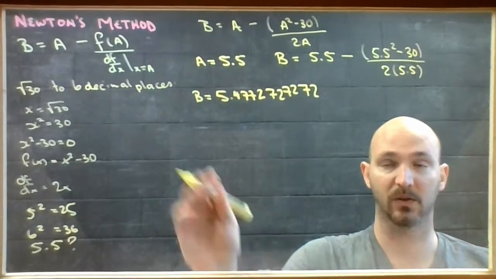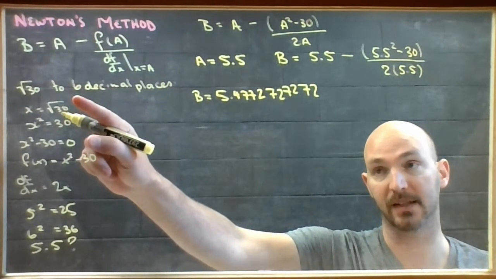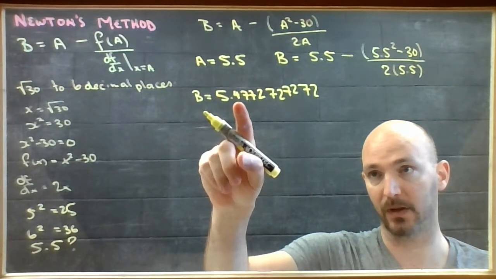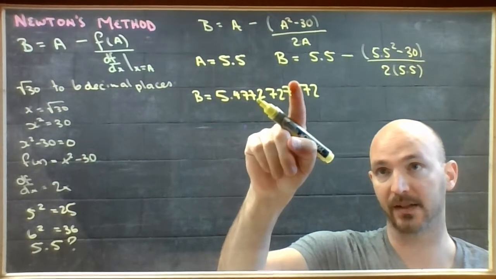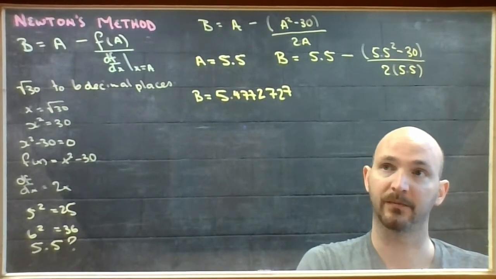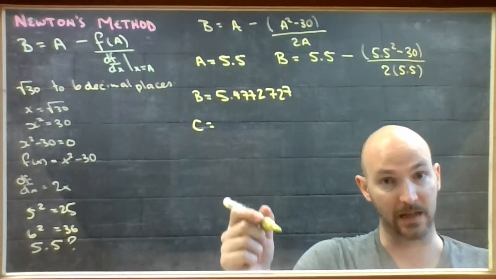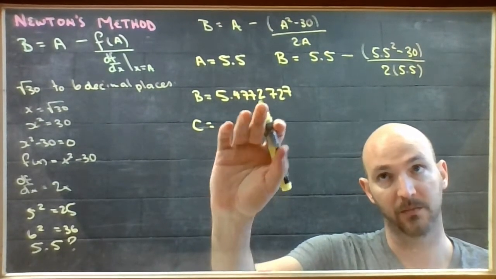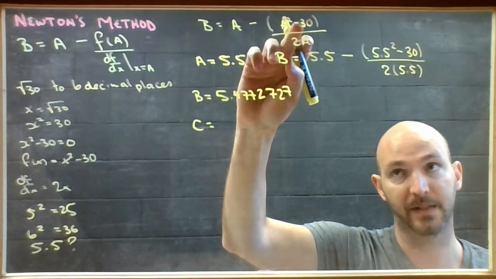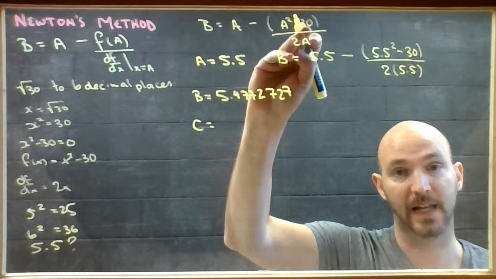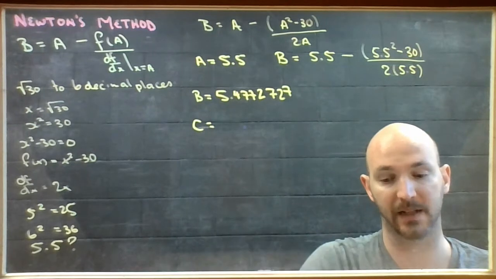727272. So I filled up my calculator screen, but I've decided I want it to be accurate to 6 decimal places. So I need to keep 1, 2, 3, 4, 5, 6 decimal places plus 1 more. I can scrap the rest of these. In order to get my next guess, C, I'm going to take this number, put it here and here. So square this, subtract 30, divide by 2, divide by this number, get an answer, and subtract it from that value according to this algorithm, and that should spit out my next guess.